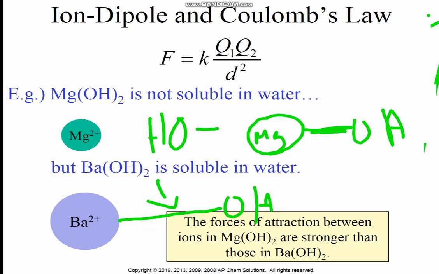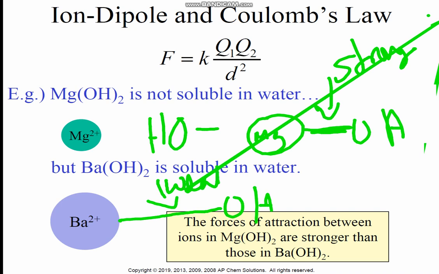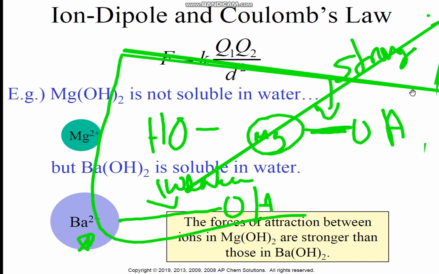That longer bond is going to be easier to break. It's not as strong. The magnesium hydroxide bond is going to be much stronger than the one down here. The barium bond is going to be weaker than the magnesium hydroxide. Because of that, the barium hydroxide will be soluble in water, whereas the magnesium hydroxide will not be soluble in water.